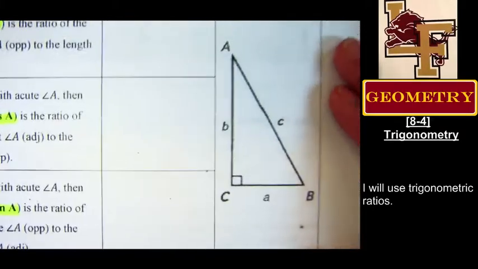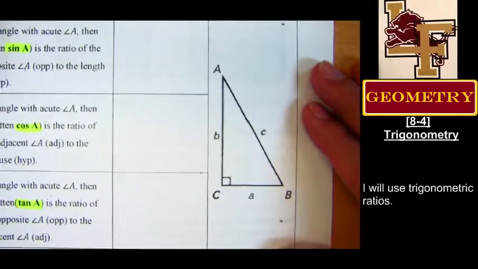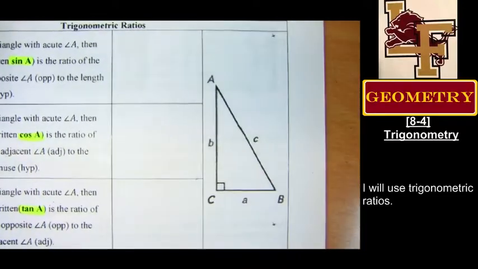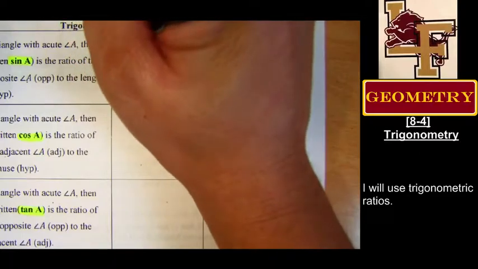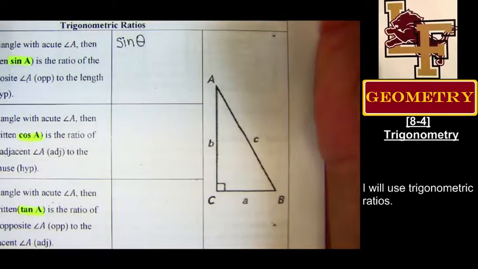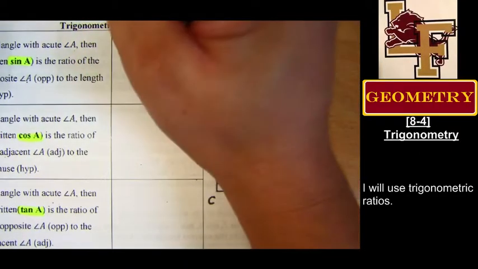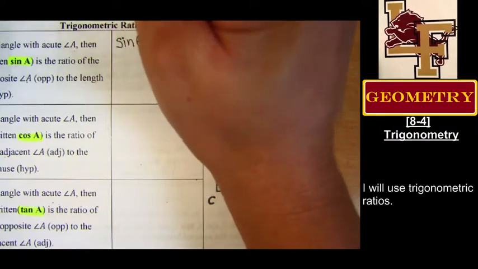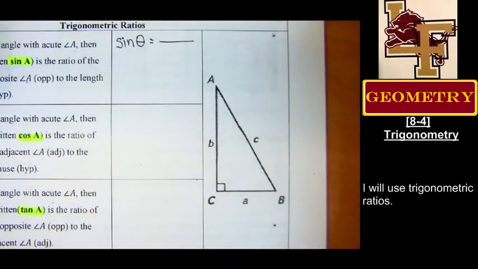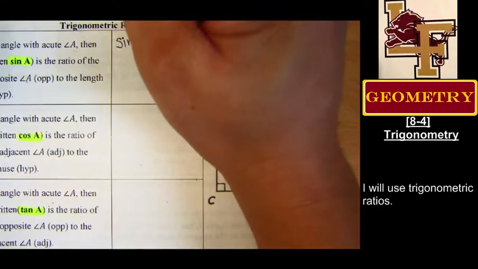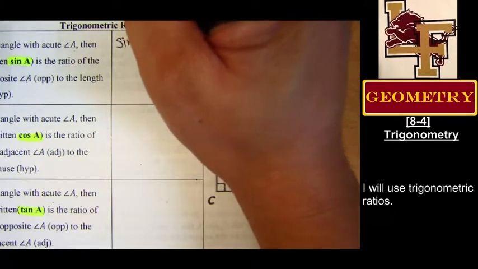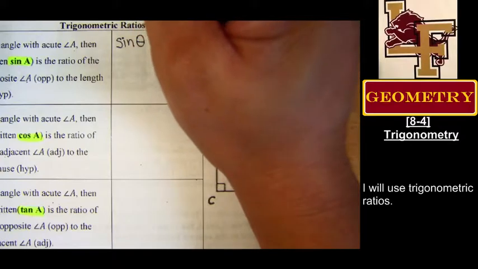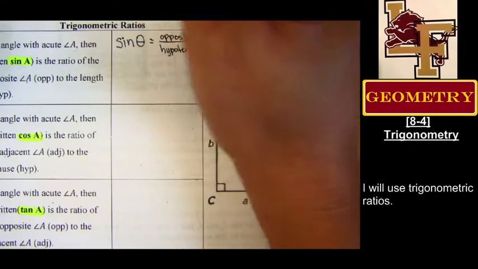All right. Let's write the ratios. The first one, the sine of any angle, which we're representing with theta, is always going to be equal to the ratio, the fraction, of the side opposite the angle and the hypotenuse of the right triangle.